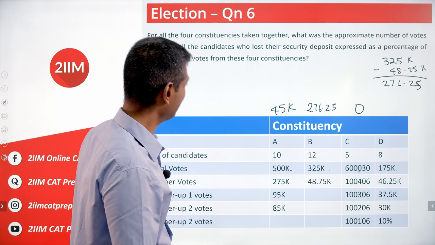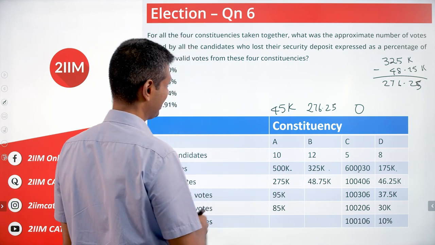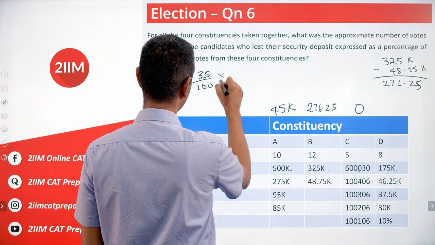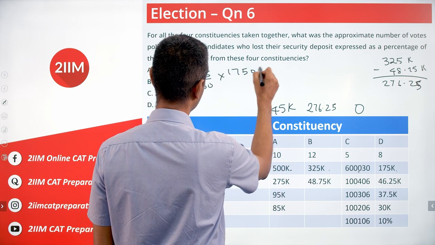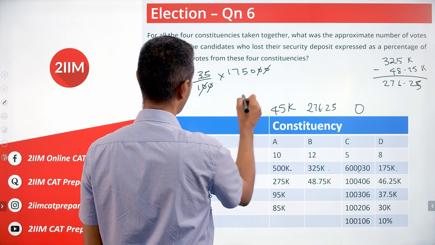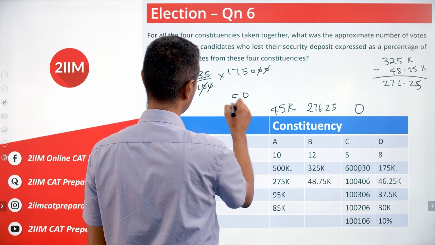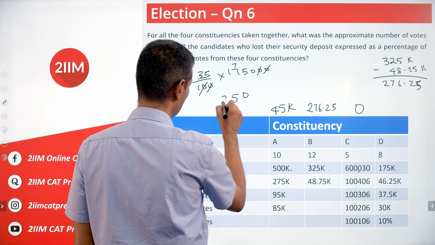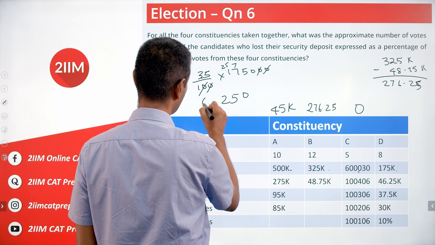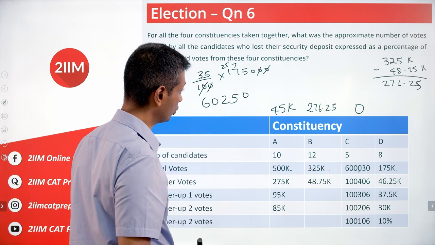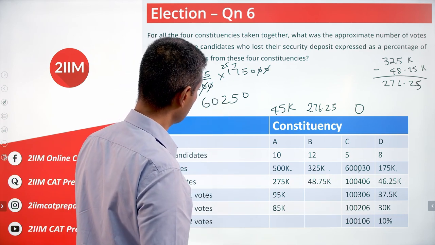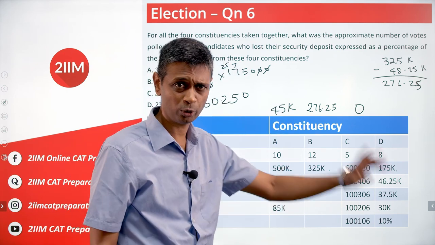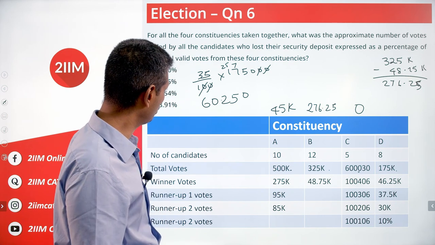And so, 35% of 175K. I have to find the number. So, 35 by 100 times 175,000. 35 fives are 175, 57. 35 sevens are 245, 252, 225. 60250. 60.25K. This is the largest number. 276.25. And then 60.25, 45.